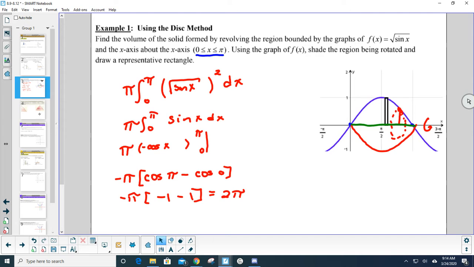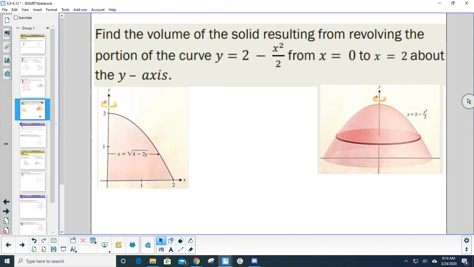Okay, let's take a look at this next one, because this next one has a prettier picture. On this one, we want to find the volume of the solid resulting from revolving the portion of the curve. So they're giving us our function. They're giving us our bounds about the y-axis. So this is the 2D shape. With this 2D shape, we're taking it and we're rotating it about the y-axis. And this is kind of like the 3D look of what it would look like. I like this one because it kind of showed it a little bit better.